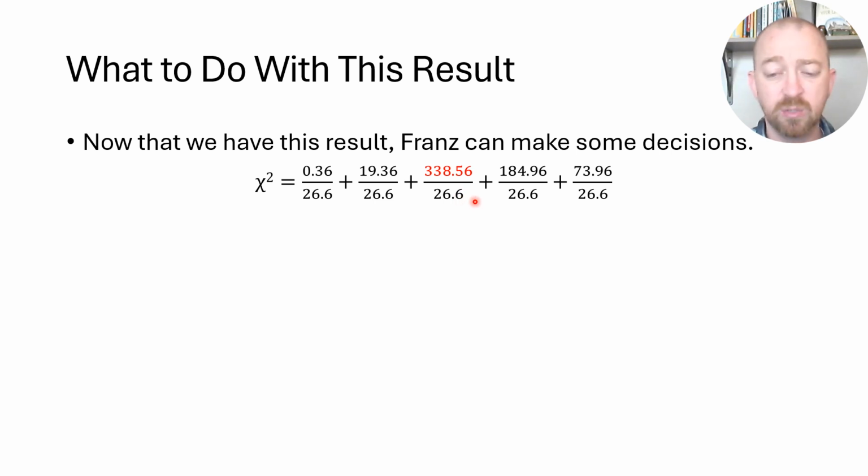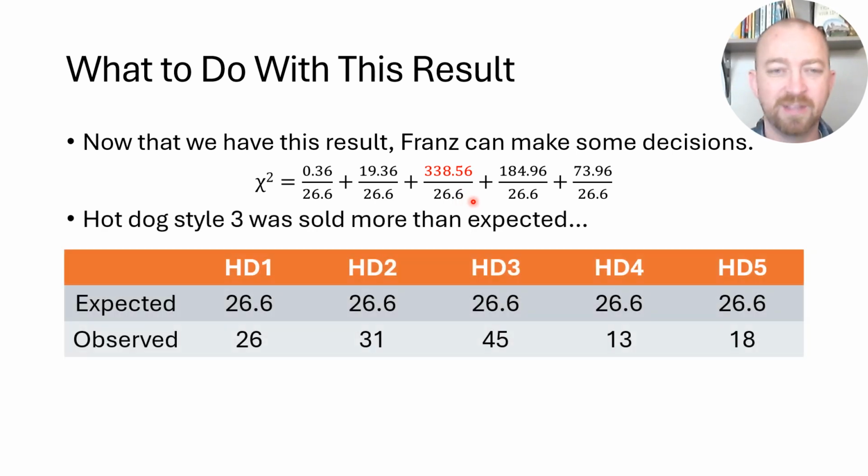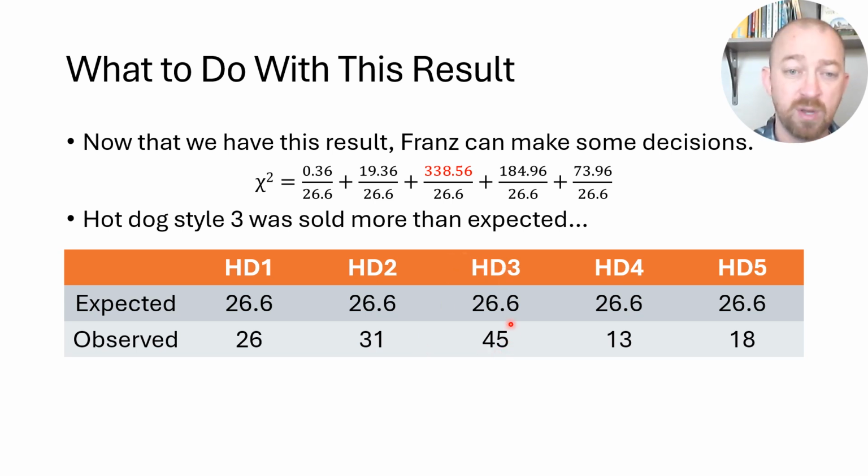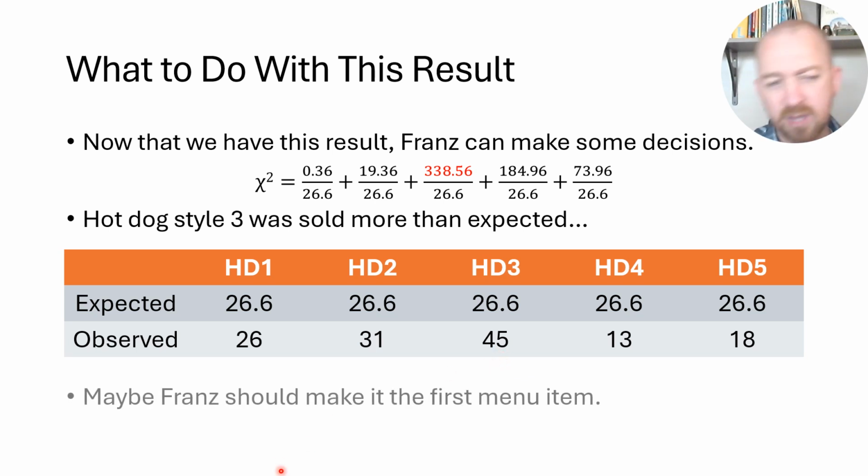And so he really outsold his expectations with hot dog 3. So what does he do? In fact, you can look down at the table as well to see that. See, he sold 45 of hot dog 3 when he really expected only 26.6 if the null hypothesis were true. So that means hot dog number 3 is doing really well. So a couple of things you might recommend. Maybe he should do more like that hot dog, or maybe he could try even improving on that hot dog and make it a different option. Maybe he should move it to his first menu item, because if that's the most popular item, maybe that makes sense.